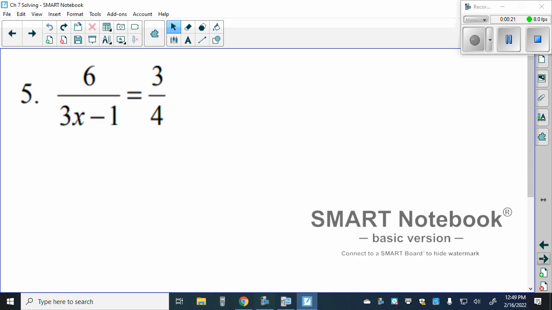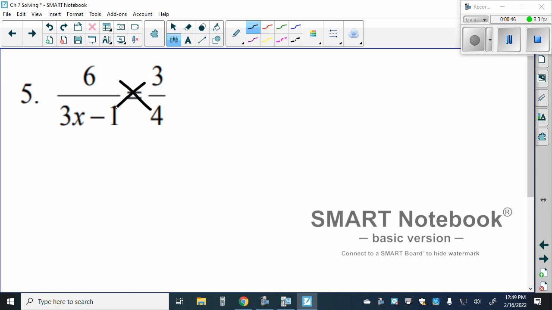Now, the first one we're looking at is this one here. 6 over 3x minus 1 is equal to 3 over 4. Now, the textbook here for these problems talked about using cross multiplication. And you've probably seen this before where we cross it and multiply. I don't like this method.